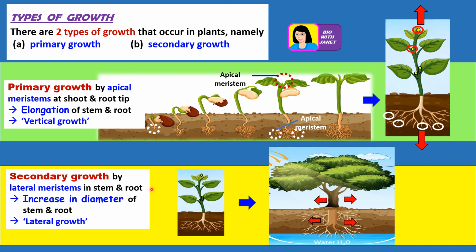Now, secondary growth is carried out by the lateral meristems in the stem and root to increase the diameter or the circumference of the stem and root. That means to make the stem and root thicker, and it is sometimes called lateral growth, within inverted commas. Here the tree will grow laterally or sideways due to the activity of the lateral meristems, which are the vascular cambium and the cork cambium.